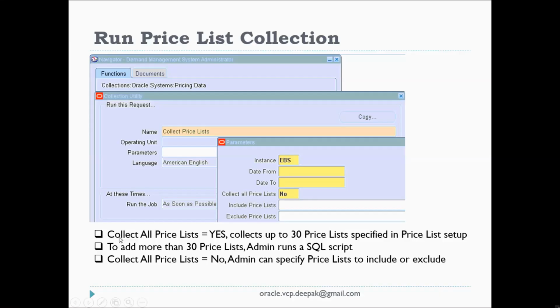Okay, so now we can collect up to 30 price lists. But if you want to collect more than 30, then Oracle provides some scripts that we need to run. So it will allow us to pull more data.